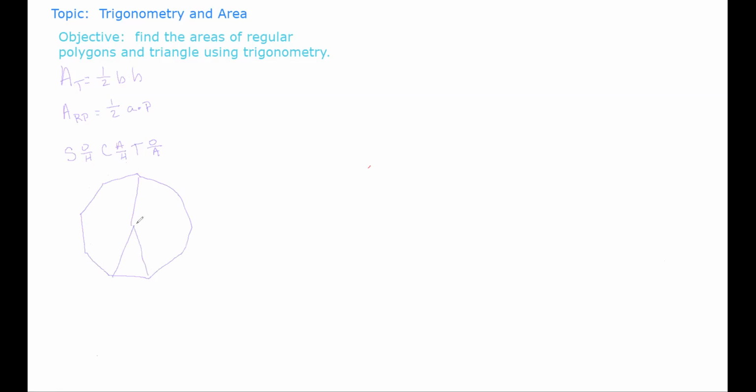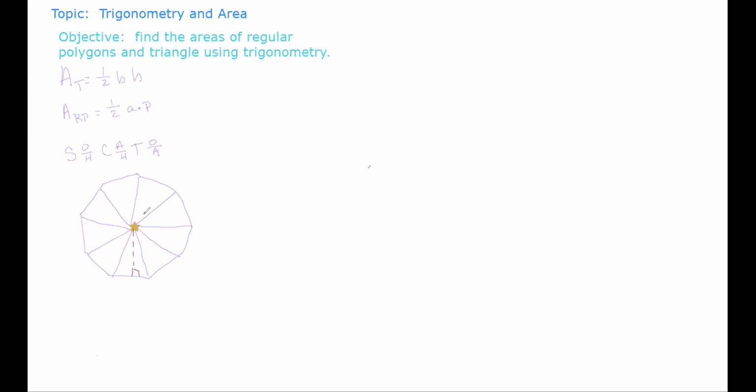I'm drawing in all the radii. Remember, a radius is the distance from the center to the vertex of a regular polygon. And so those are the radii. To make this more lovely, we'll just put our center. There's our center. And I need to draw in my apothem, which is right there.